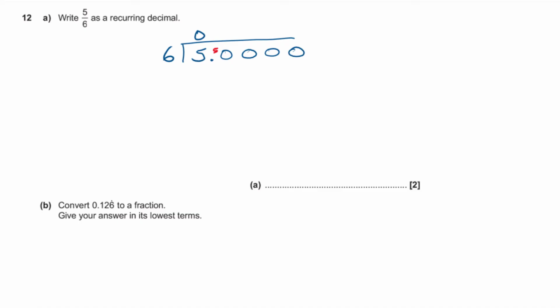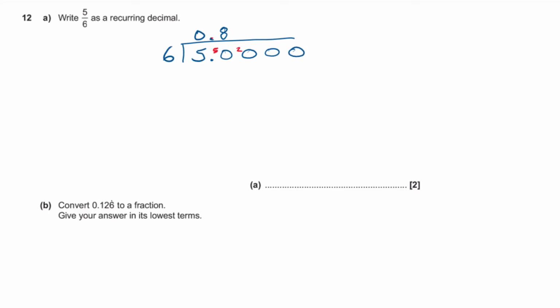So 8 6s are 48, aren't they? So it goes in 8 times. 0.8. And 8 6s are 48, so that's a remainder of 2. So I'm going to carry 2 over into the next column.